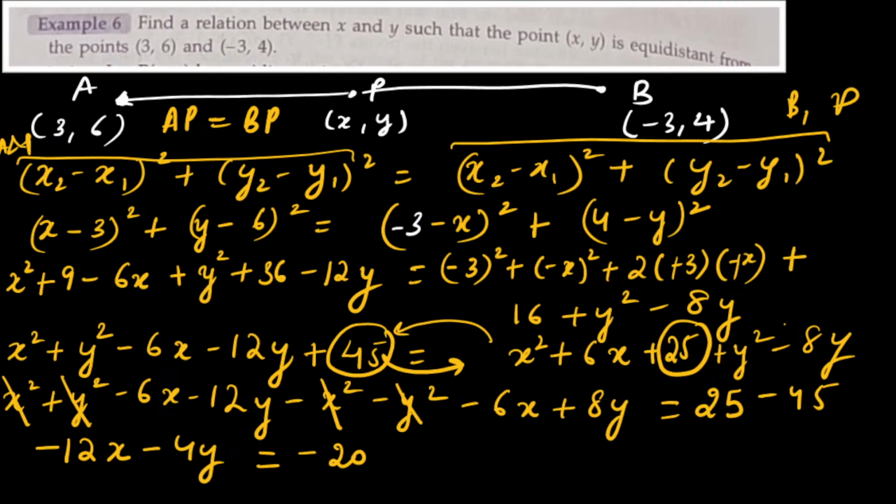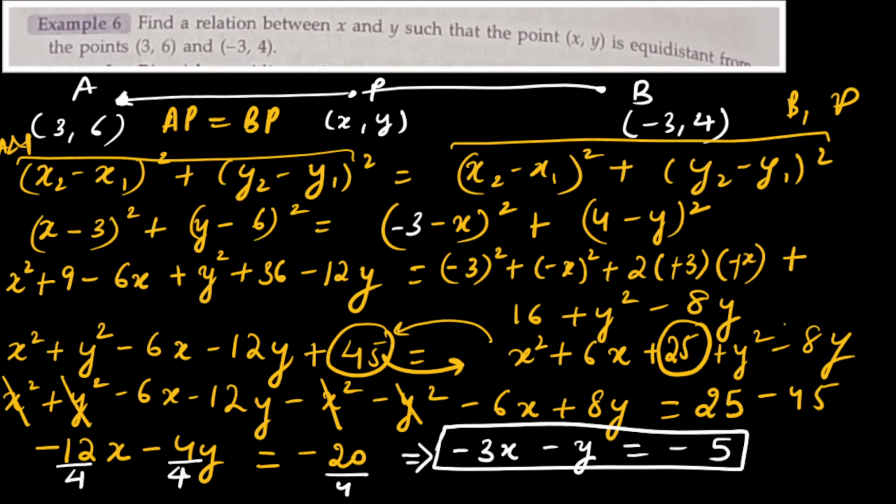Now we can see here 4 is a common factor. Divide the entire equation by 4, because I can see it's a common factor. So this is what I'll get from here: minus 3x minus y is equals to minus 5. So this is the required relation.